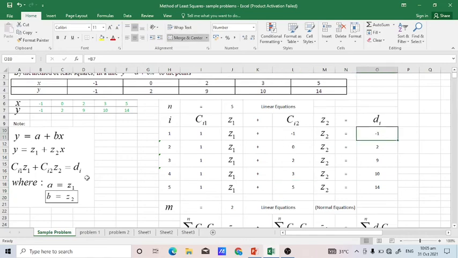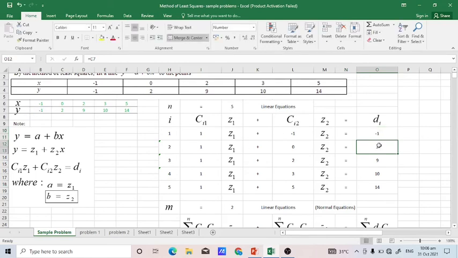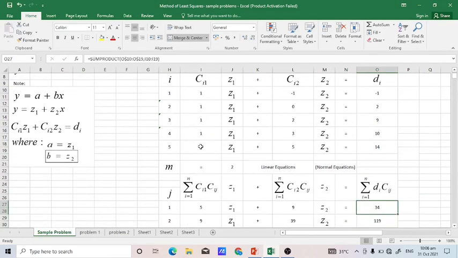Tapos yung d sub I ko ay yung yi. O, negative 1, di ba? Ayun, negative 1, di ba? P7 equals P7. Ito naman, 2. No? y sub 2, d sub 2, ganyan, no? Hanggang umabot ka dito sa last, f7, no? And then, meron ka ditong m equals to 2 linear equations, no?